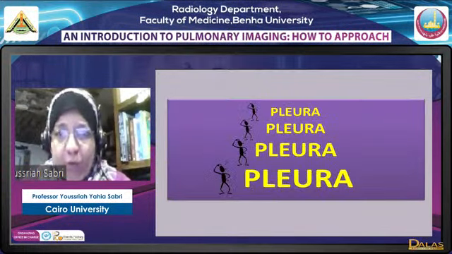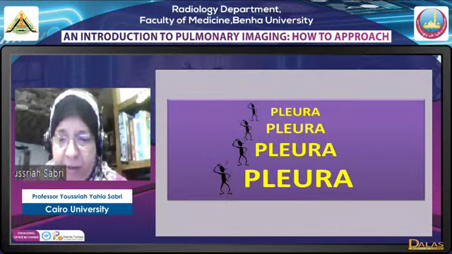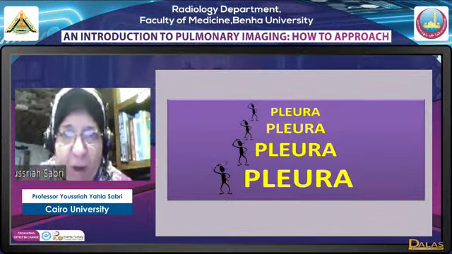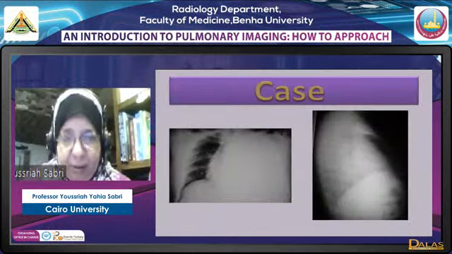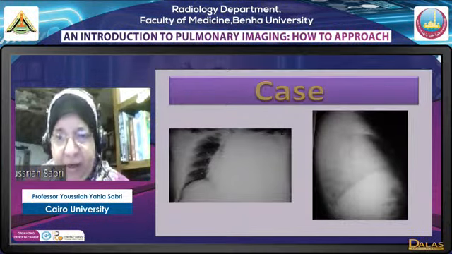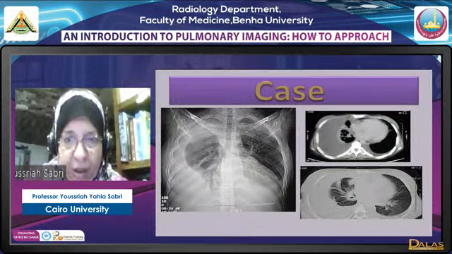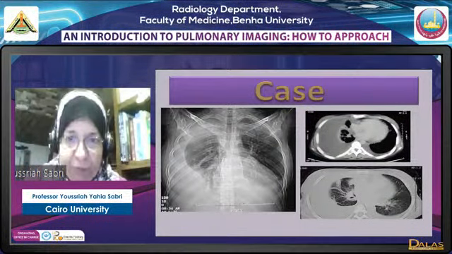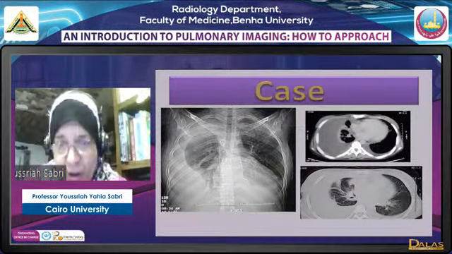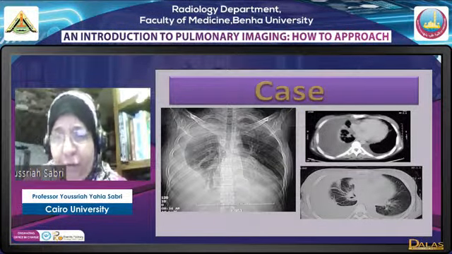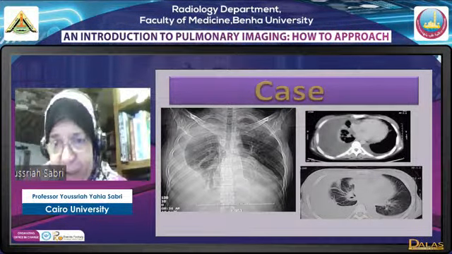Finally, we come to the pleural lesions. We will summarize all the pleural lesions that we have passed. This is an opaque hemithorax with contralateral shift. This is a plain X-ray, PA and lateral, of massive effusion. This is a CT of massive effusion with relaxation collapse, contralateral shift, and a free effusion on the left side.